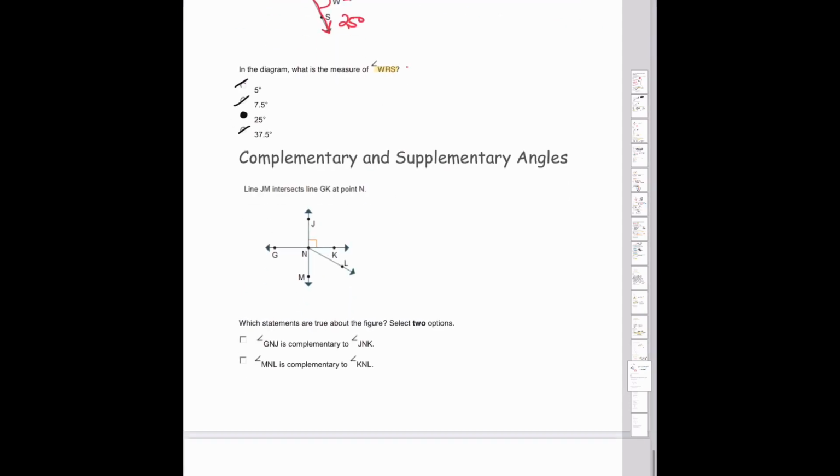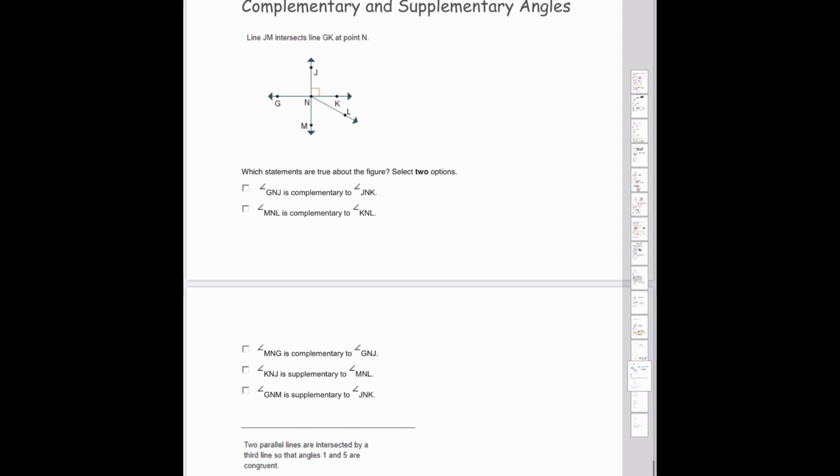Now let's look at our final lesson, complementary and supplementary angles. Let's look at the first diagram. This diagram states the line JM intersects line GK at point N. So what is that telling us? Well, line JM intersects line GK at point N. Well, what statements can we identify that are true about this figure above? We're selecting two options.